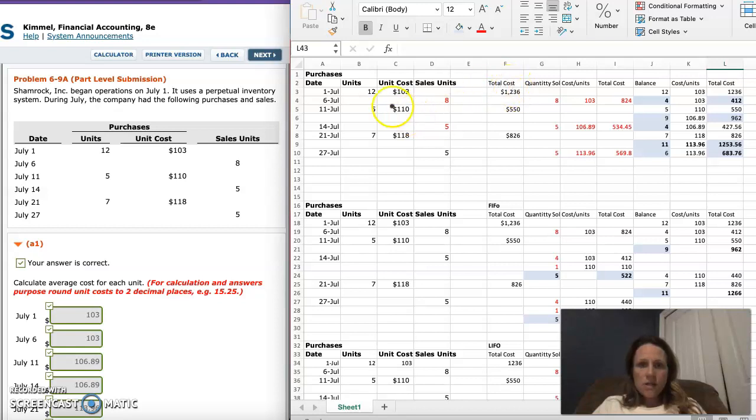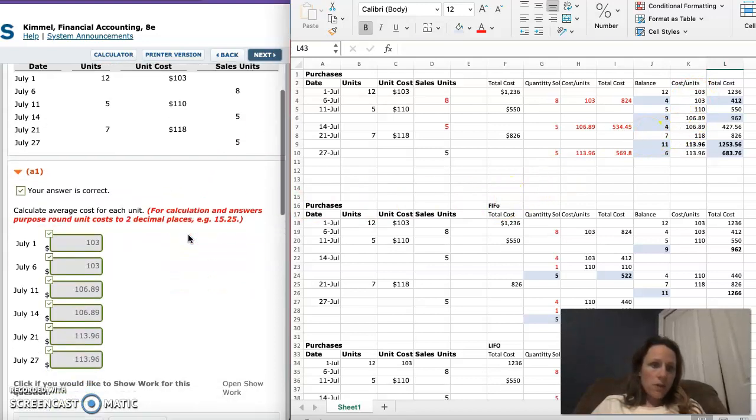headings: total costs of the units, quantity sold, units, cost per unit, total cost, the balance of the units as we go along, the costs of the units as we go along, and the total cost when you times the unit by the unit cost.